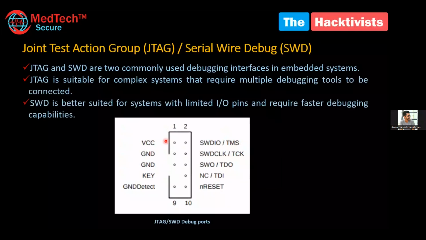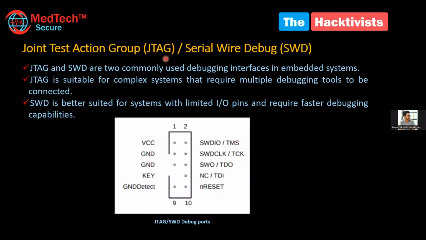Another protocol is mainly used for debugging. If the previous one was used for communication between devices, this one is mainly for debugging the device. For debugging, generally we can have two protocols. One is JTAG and another one is SWD. Both are debugging protocols with some differences.